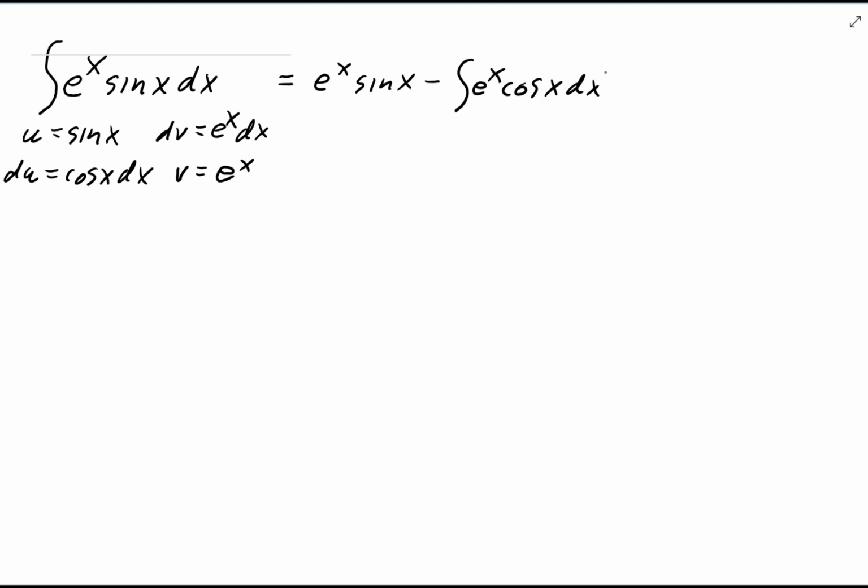Now, this integral we wound up with, e to the x cosine of x, that looks a lot like the integral we started with. So let's go down here and work on that integral. And again, we're going to have to use integration by parts on that.